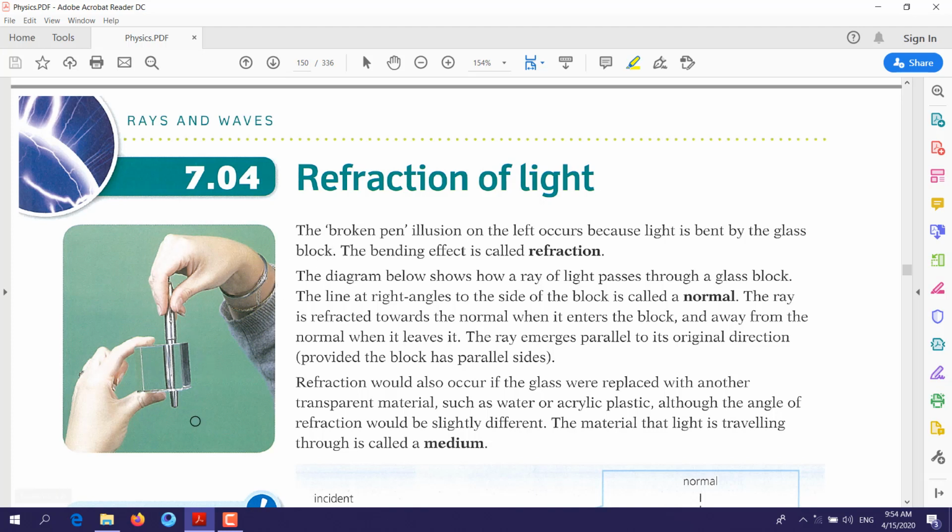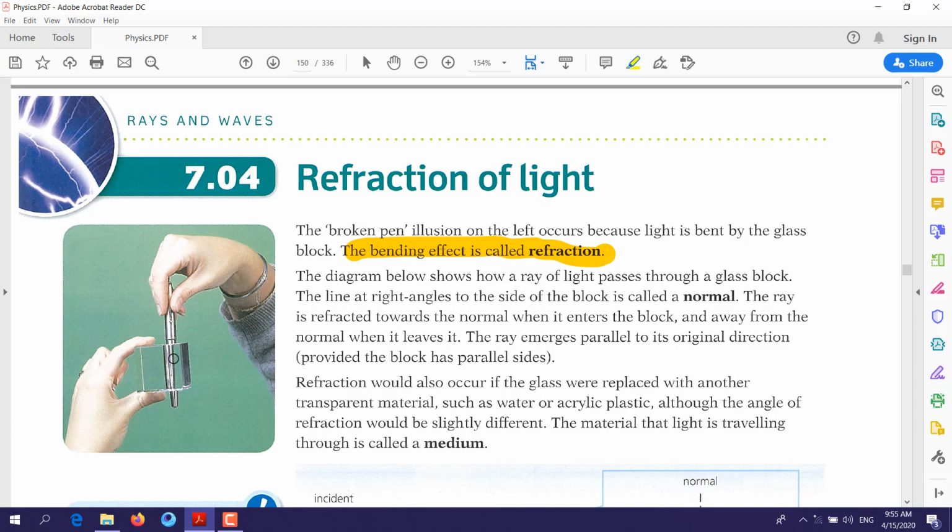If you look at this picture, it shows the broken pin illusion on the left occurs because the light is bent by the glass block. The bending effect is called refraction. So, definition of refraction, we will say it's the bending effect of light. Now, if you look at this, you will see the pen here, it's not straight. It's a little bit bent.